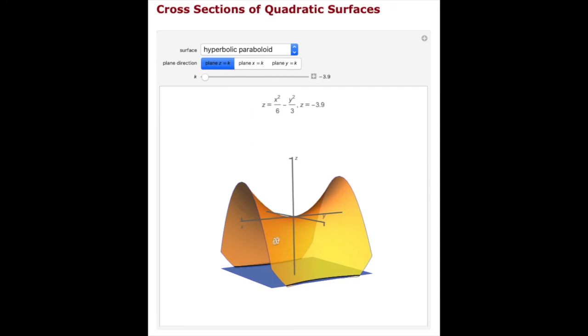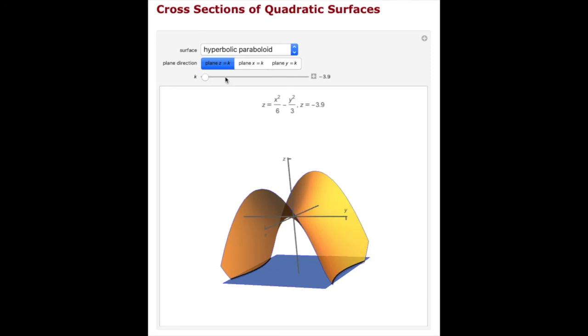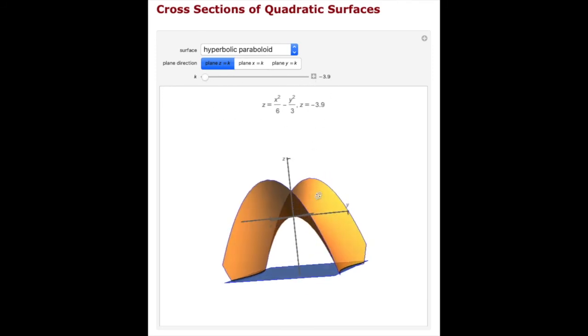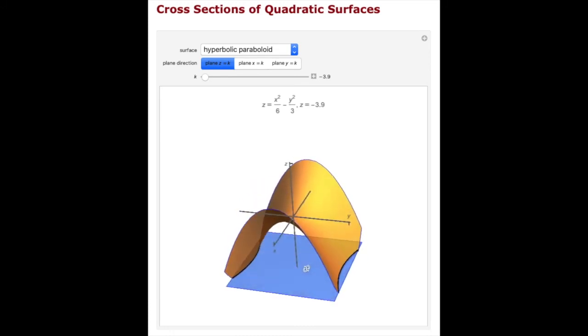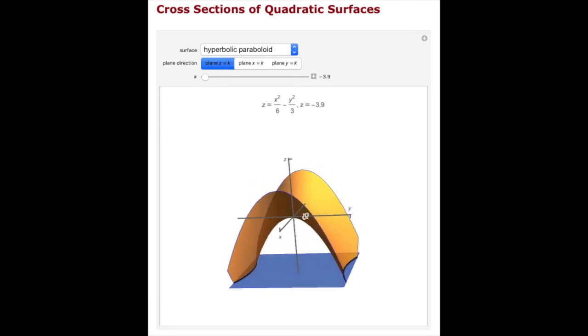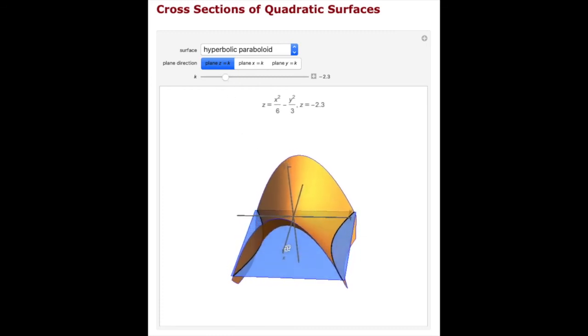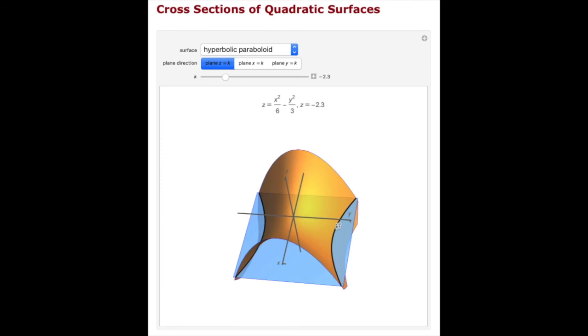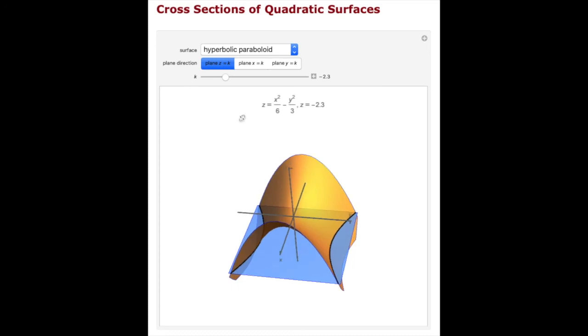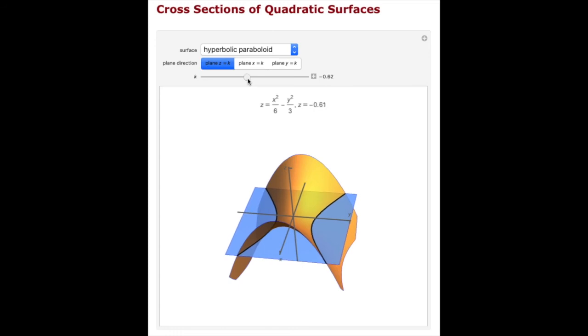So the plane z equals k, we've actually got k here as minus 3.9, so z equals minus 3.9. That's a plane that is parallel to the xy plane. If we change the value of k by sliding this up, we can see the planes moving to different k values, and the traces of the intersection of this plane with the hyperbolic paraboloid are hyperbolas. If we slide that along, we can see different values of k giving different traces, but they are all hyperbolas, including right there in the center.